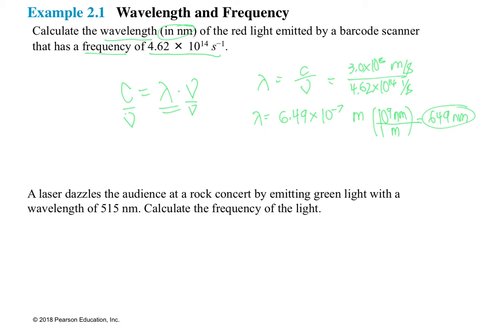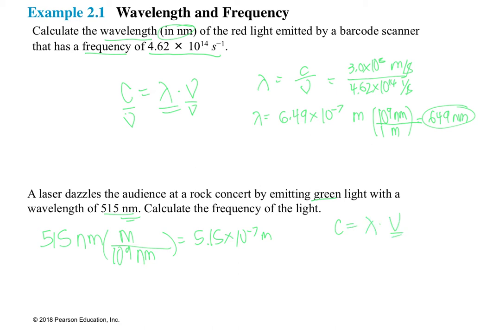Okay, a laser dazzles the audience at a rock concert by emitting green light. So again, it's visible, so it should be in that range I just said. It has a wavelength of 515 nanometers. Our speed of light equation is in meters per second, so we need to get this into meters. We're going to do the opposite of what we did earlier: 515 nanometers. I know that there are 10 to the 9 nanometers per 1 meter, so I have 5.15 times 10 to the negative 7 meters.